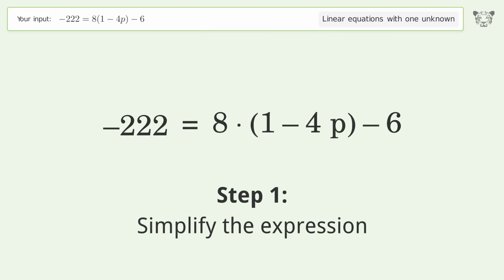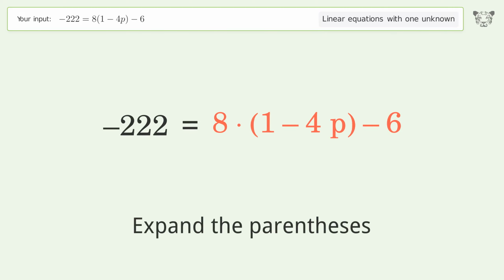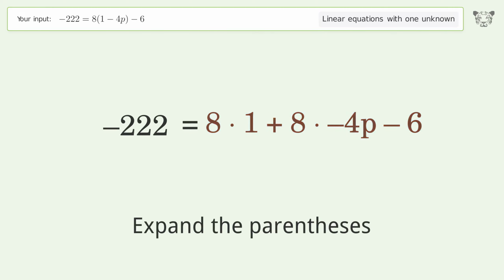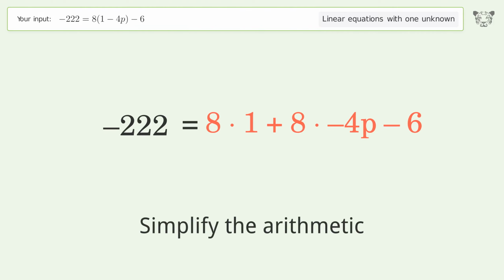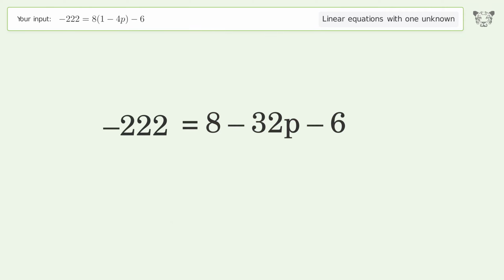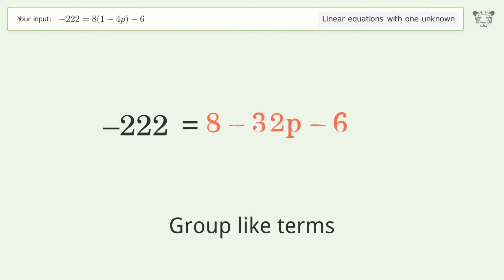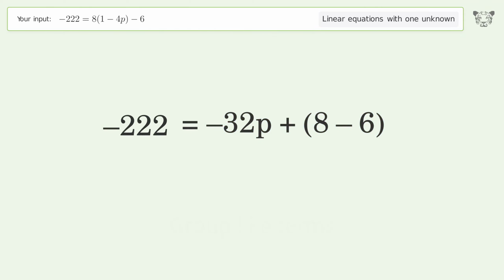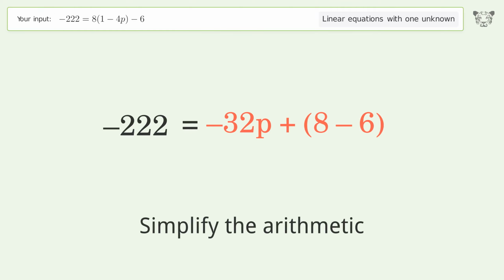Simplify the expression. Expand the parentheses. Simplify the arithmetic. Multiply the coefficients. Group like terms. Simplify the arithmetic.